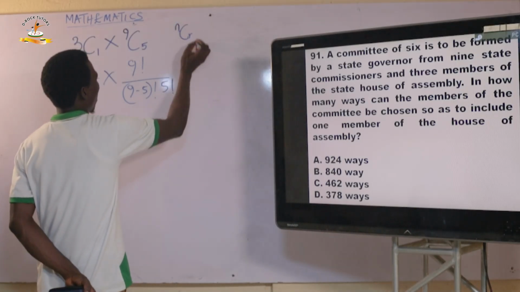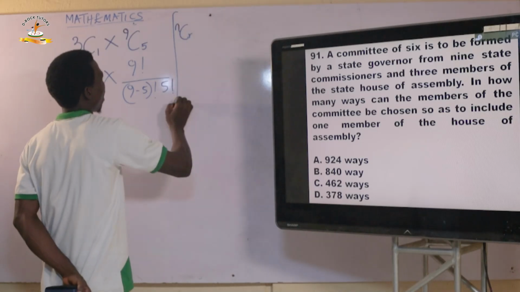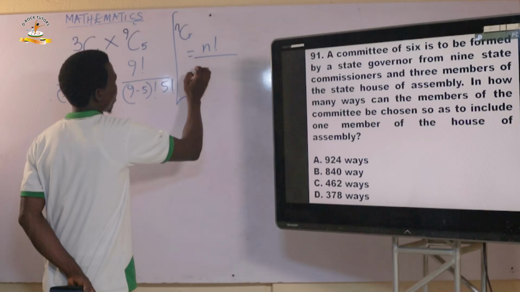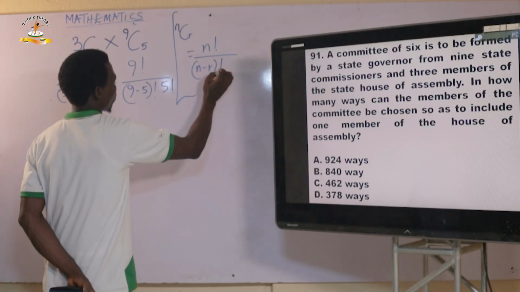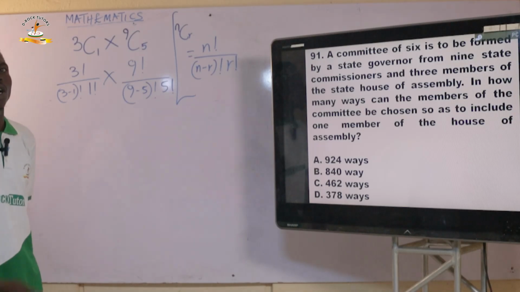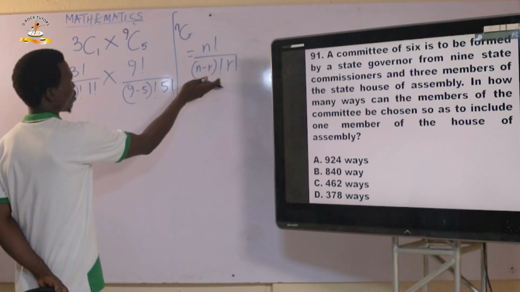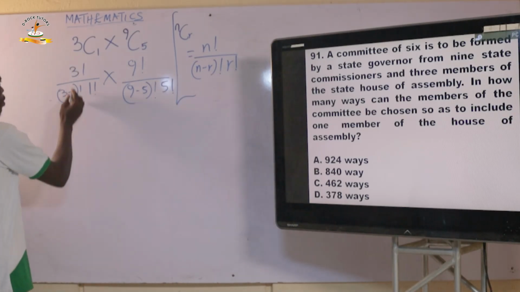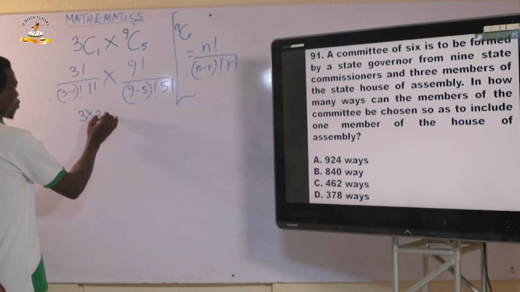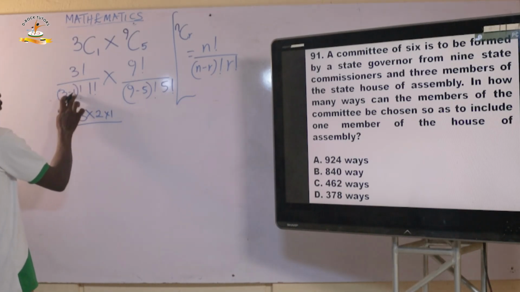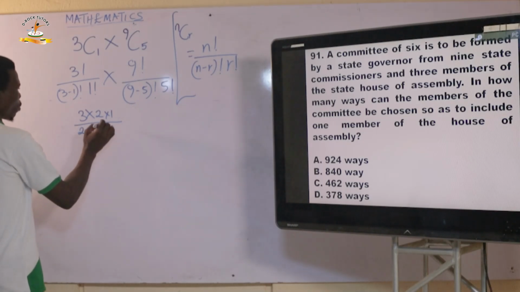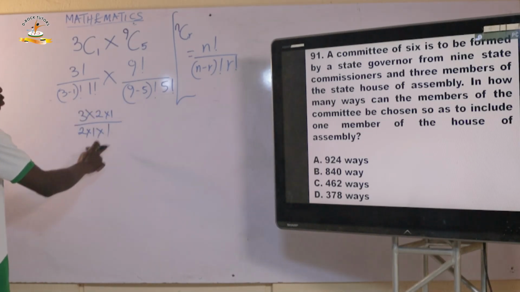N combination R is the same thing as N factorial over N minus R factorial times R factorial. This is simply the formula for combination, so we are making use of it here. 3 factorial is 3 times 2 times 1, all over 3 minus 1 is 2, and 2 factorial is 2 times 1, multiplied by 1, because 1 factorial is 1.